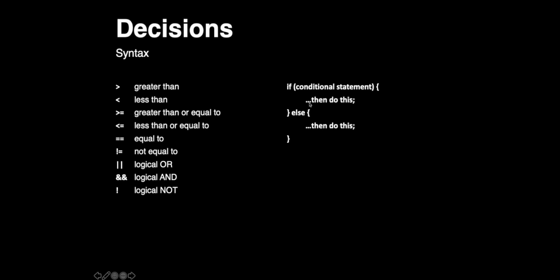So when it comes to the syntax, you could say like, if i is greater than 5, then do something. If i is less than 5, do something. If i is greater than or equal to 5, then do something. If i is less than or equal to 5. If i is definitely equal to 5, you use 2 equal signs. If i is not equal to, you can use an exclamation mark and an equal sign.